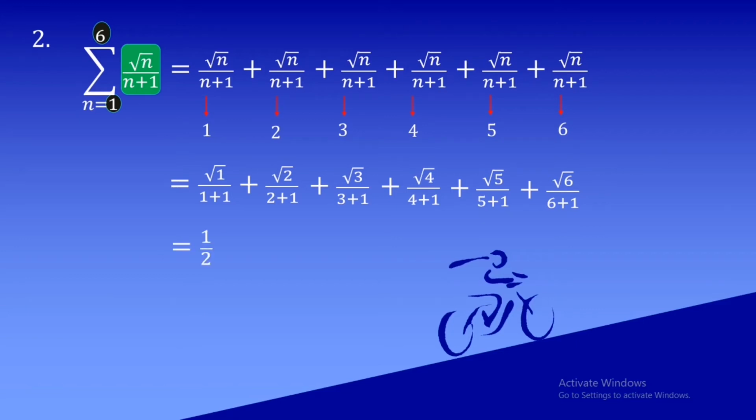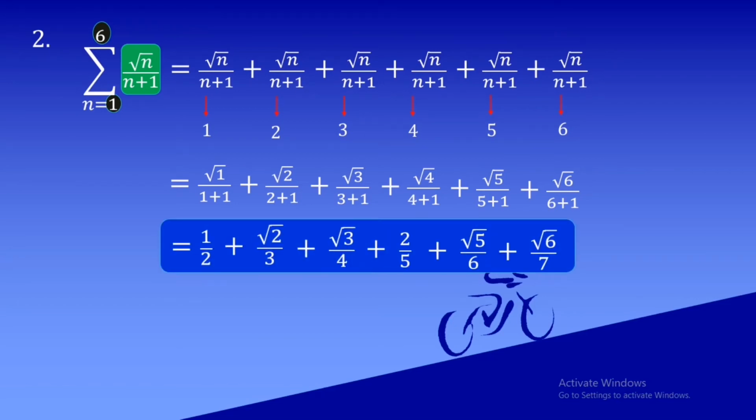Let's simplify each term. The first term is 1/2. Then the second term is square root of 2 over 3. Then the third term is square root of 3 over 4. Then square root of 4, that is 2 over 5. Then plus square root of 5 over 6. Then the last term is square root of 6 over 7. With this result, we can describe sums of multiple terms using the sigma symbol or operator. So these are our terms given the summation.